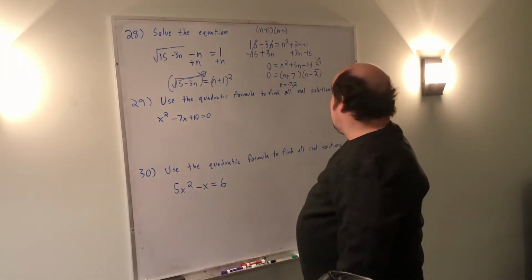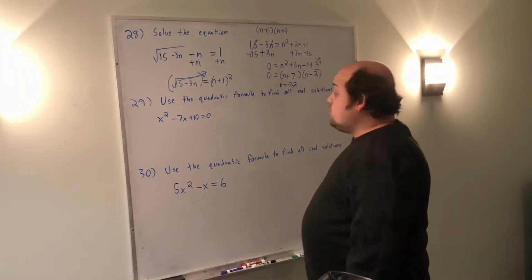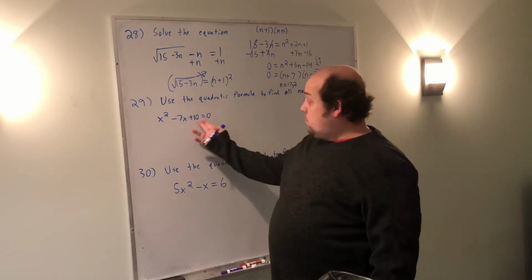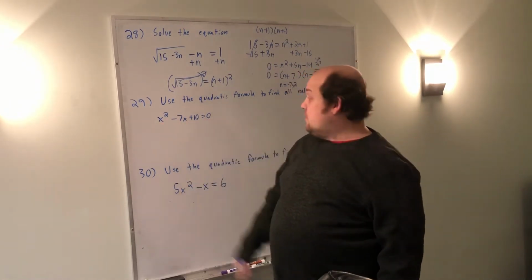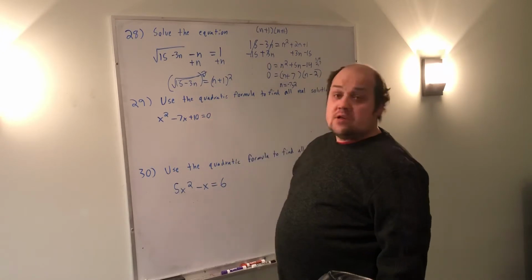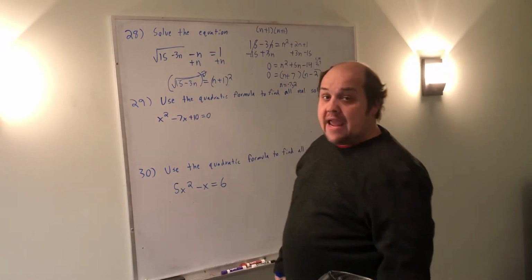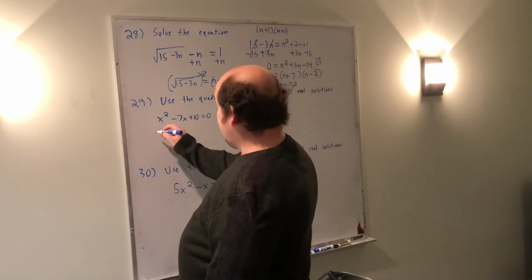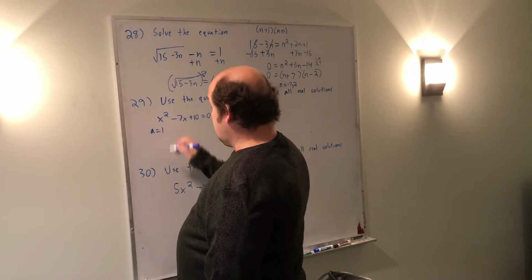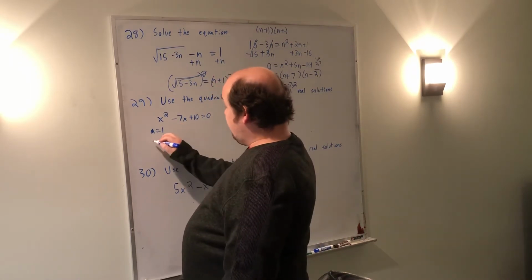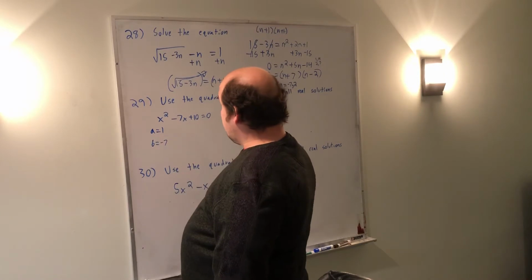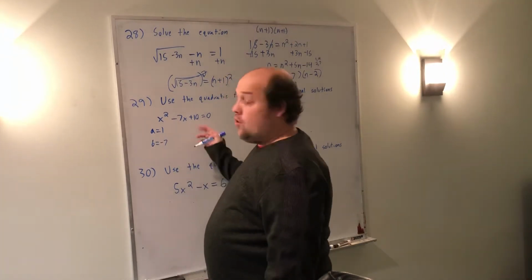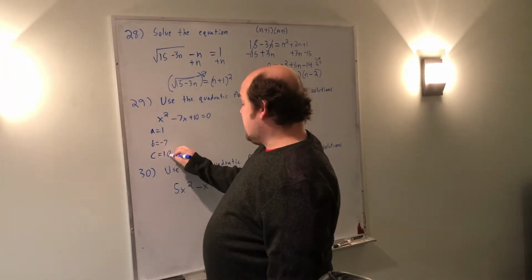Here we're asked to use the quadratic formula to find all real solutions. In this case, we already have everything on the left side in the right order equal to 0. So I can right away start pulling out a, b, and c. A is in front of the x squared, in this kind of case, an understood 1. B is in front of the x, in this case a negative 7. And c is by itself with no power of x, in this case 10.